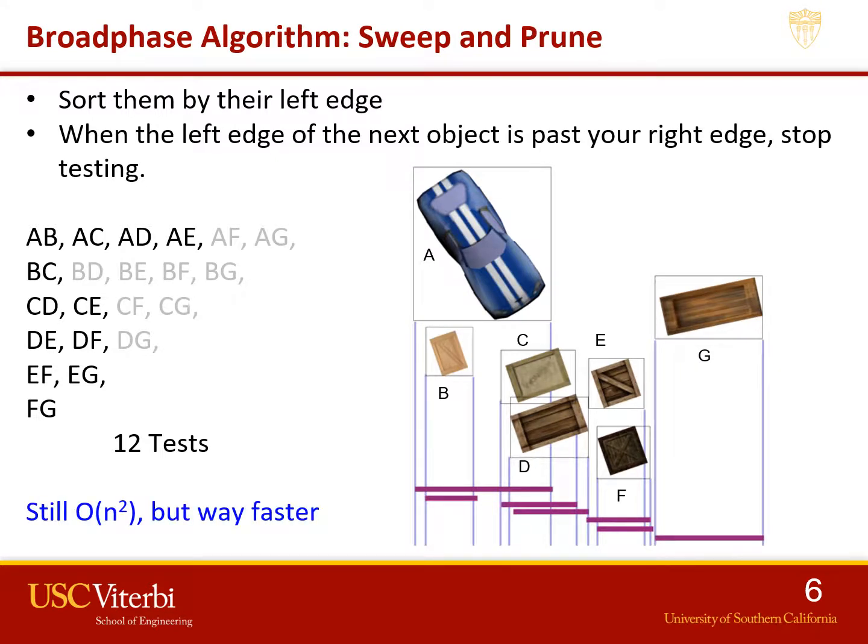So now you may notice, if you're paying attention, it's still order n squared. This hasn't changed the big O. What it did is reduce the constant. It's way faster. It's 12 tests instead of 21 tests. And yeah, that's a substantial improvement, even though the big O is the same.